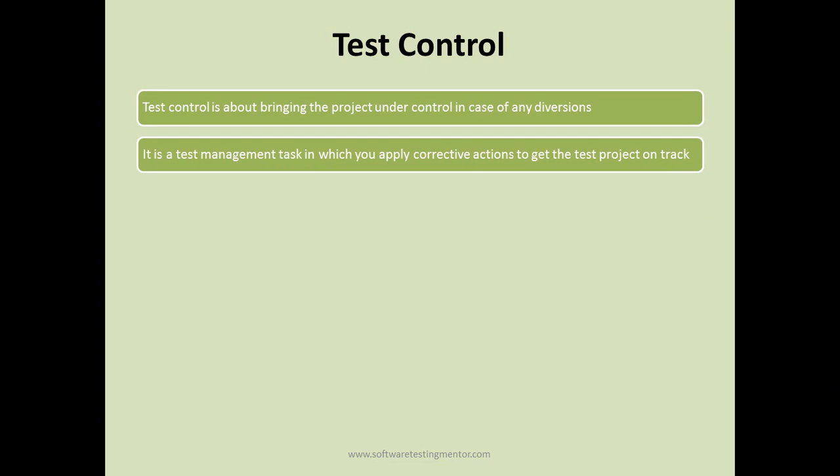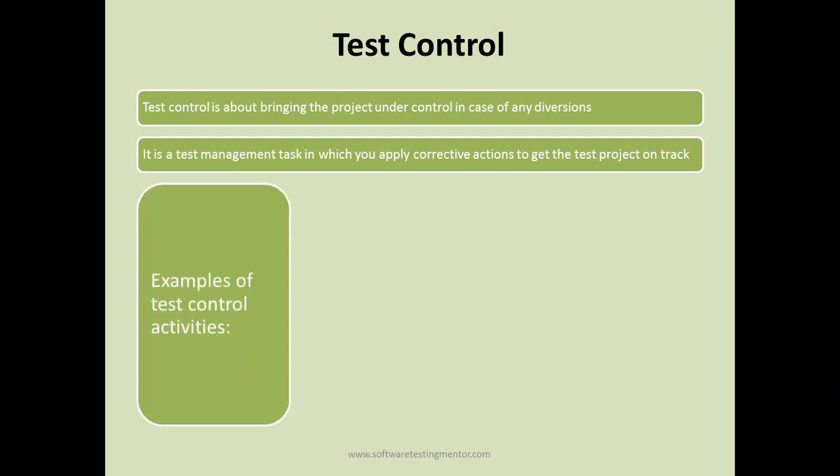Test control is a test management task in which you apply corrective actions to get the test project on track. So in case something is going wrong in the project, and you are not able to achieve what you planned for, then you take corrective measures so that you can deliver what you planned for within the planned date or planned schedule that you had initially.